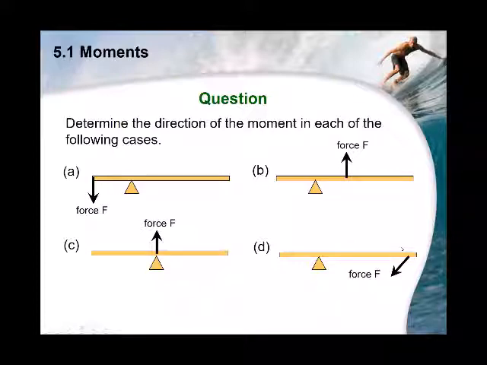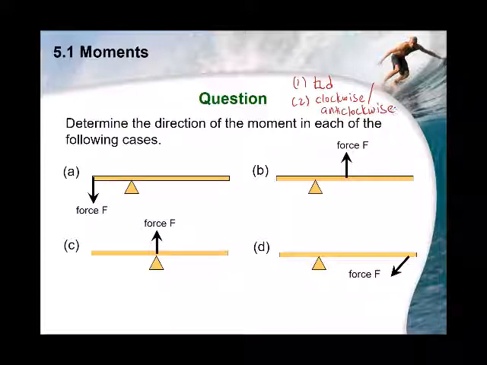Okay, so let's take a look at this for a moment. Let's just do a very quick example over here. There are two things that you need to do. Number one, you need to identify where the perpendicular distance is. Number two, you need to find out whether the beam will turn in the clockwise or anti-clockwise direction.